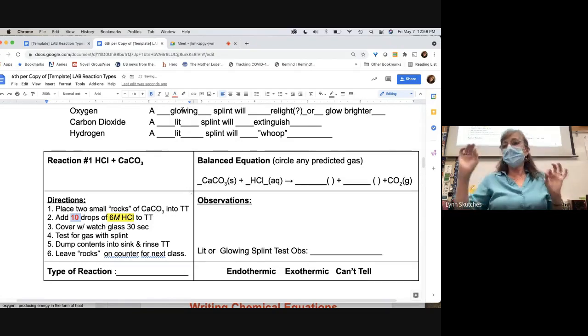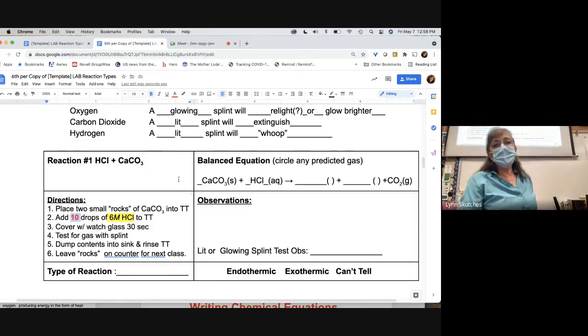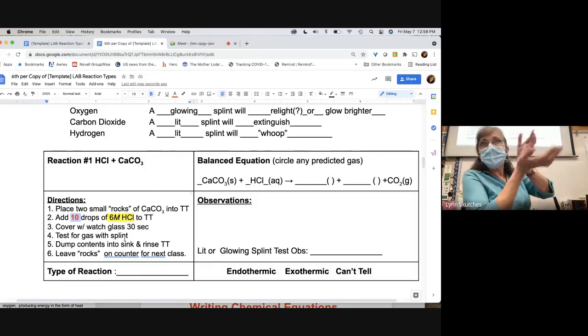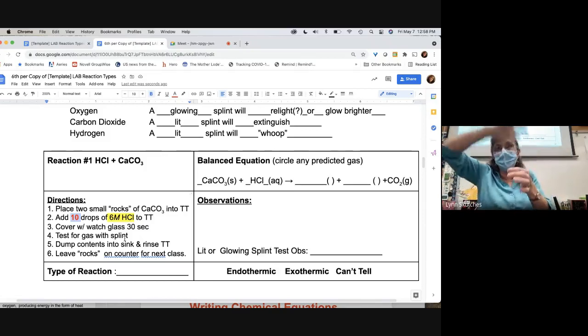Once you've got the marbles in the test tube, put the acid on it, cover it with the watch glass, and let it sit there for about half a minute. Feel the bottom and see if you can tell a temperature change. You probably can't, but just feel it. And then one of the partners lights the splint. And when you're ready, put the splint inside the mouth of the test tube. You don't drop it into the liquid. If it drops, it's not a big deal, but you don't need to. Just put it into the test tube and see what happens to the splint.